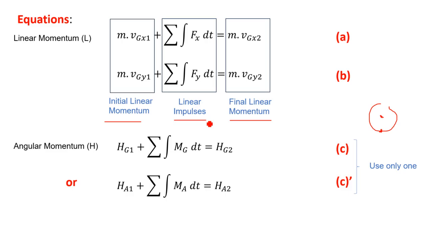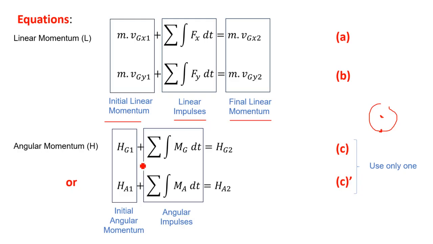While in the angular momentum equation, the first term is the initial angular momentum. This is the angular impulse. And of course, we're going to have the final angular momentum on the other side of the equation. We're going to explain how we are going to expand this equation to find the H1 and the H2, what parameters we're going to use for that, and also the moment and the angular momentum we're going to have for these equations.